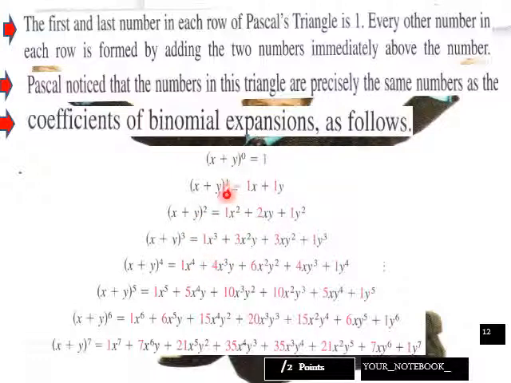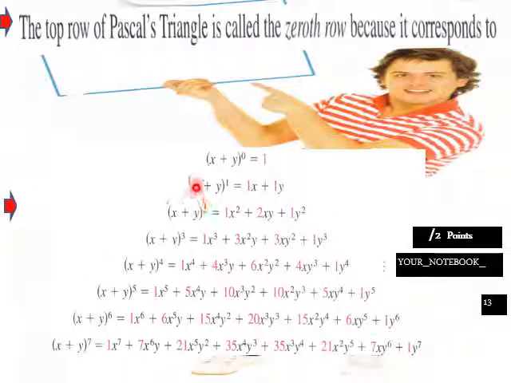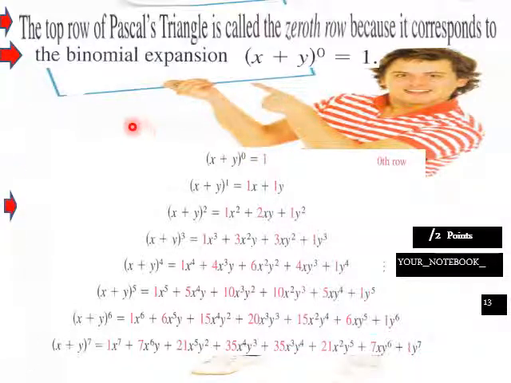So row 0, 1, 2, 3, 4, 5, 6, and 7. And then here are your coefficients, depending upon the row here. Isn't that cool? So basically, it's like a calculator for binomial expansion. So again, here is that expansion. The top row of Pascal's triangle is called the zero row. So this is your zero row because it corresponds to this binomial expansion here.